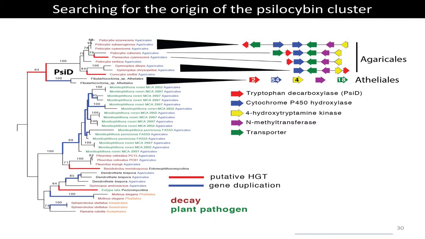the only other fungus that had these genes, all of these genes, was a crust-forming fungus called Fibulorhizoctonia in the Atheliales. And this one was really interesting because it had 54 copies of the cytochrome P450 and 2 copies of the tryptophan decarboxylase, 18 copies of the transporter, and there was no cluster. And we were really excited about this because we thought maybe with all these potential genes in here, maybe psilocybin originated in this particular fungus.